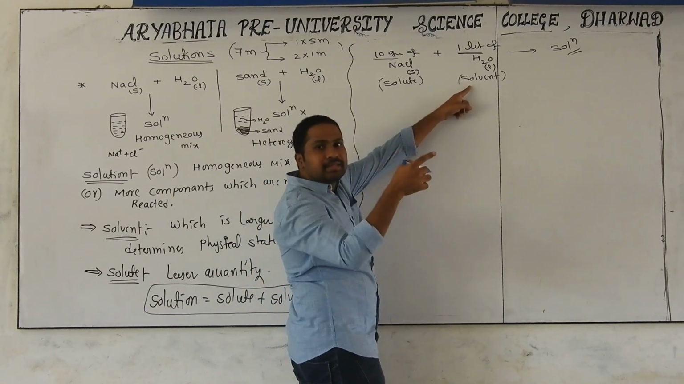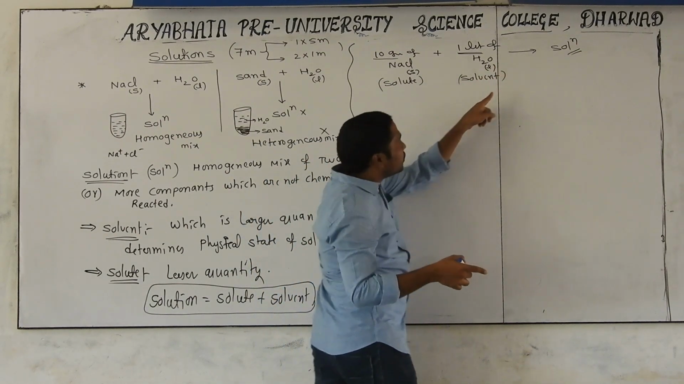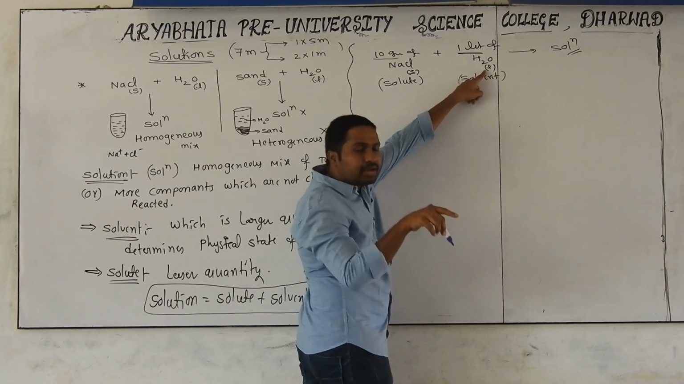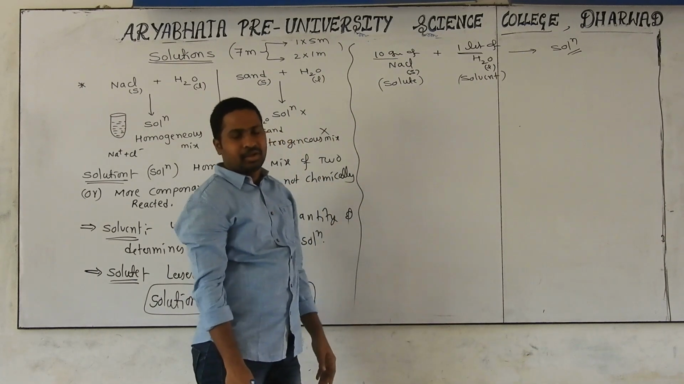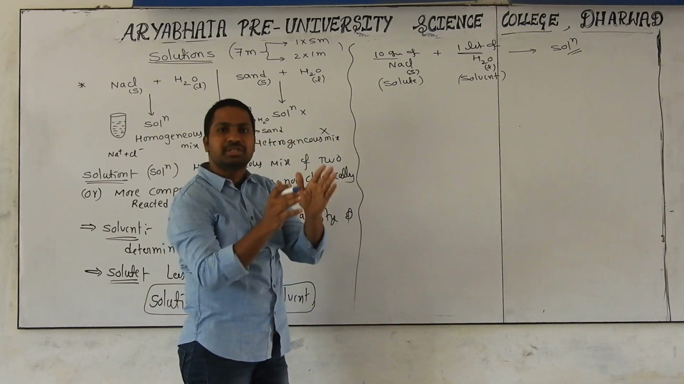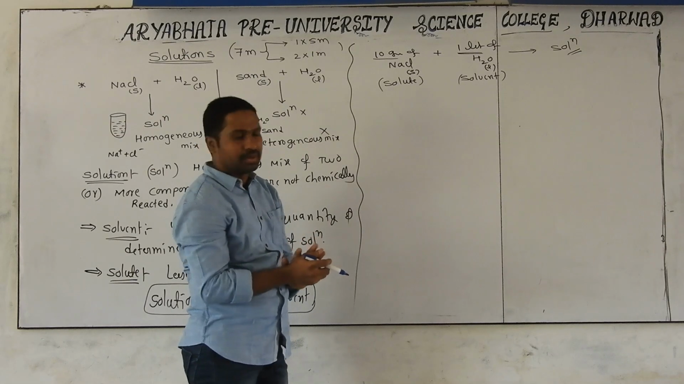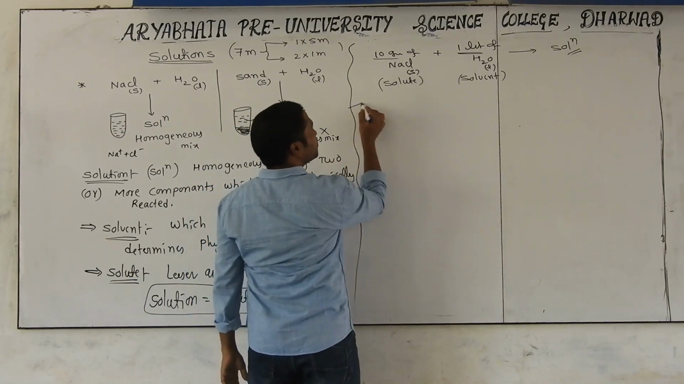Solvent only will decide the physical state of the solution. Solvent is in which state? Liquid state. That's why the solution also undergoes a liquid phase. Always, the physical state of the solution depends upon the physical state of the solvent particles. And we have to see one more thing.